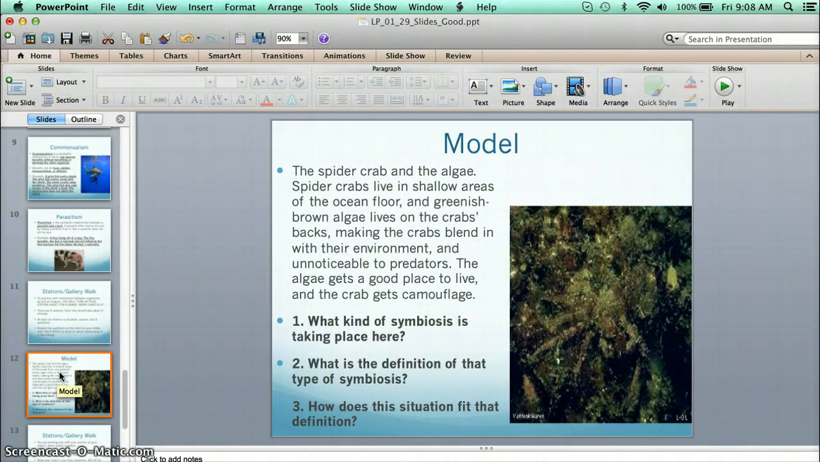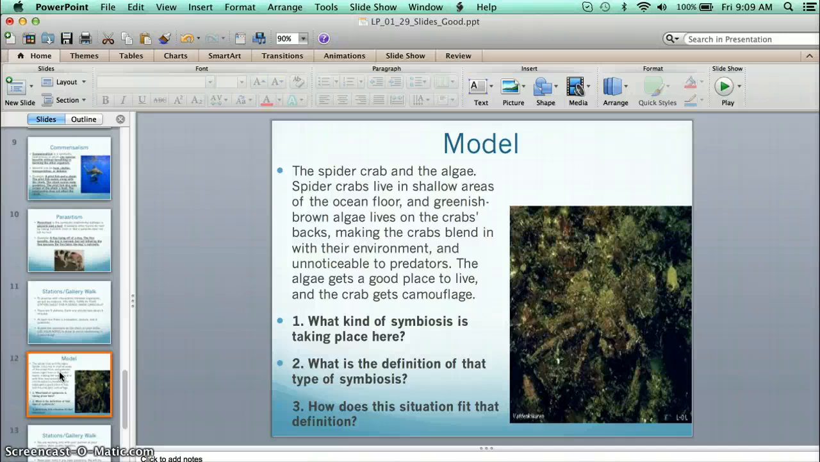Alright, so let's look at what one would look like. So the situation is up at the top, you see the little paragraph about it, and then there's going to be a picture that'll also show you the relationship between the two organisms. So here we have a spider crab and algae. So spider crabs live in shallow areas of the ocean floor, and greenish-brown algae lives on the crabs' backs, making the crabs blend in with their environment and unnoticeable to predators. The algae get a good place to live, and the crab gets camouflage. So that's the little paragraph describing the relationship, and then you have the picture showing it too.